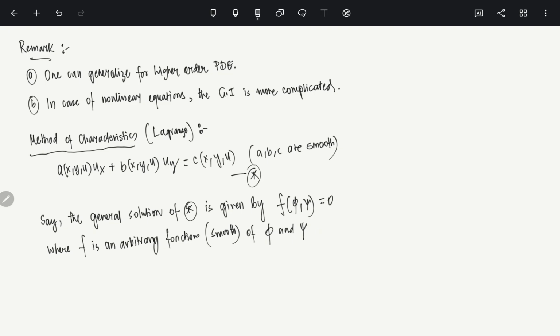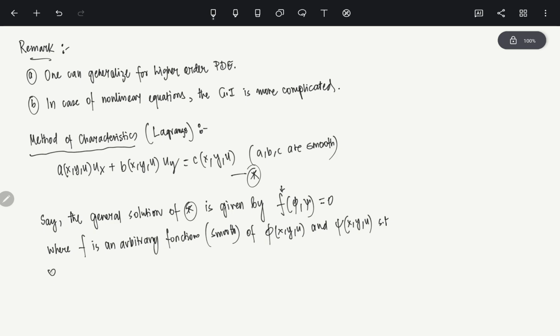Okay, maybe I can write it like this: phi of x, y, u and psi of x, y, u. I am assuming that my solution will be the zero set of some function small f. Is it okay? And this function small f is again a function of two other functions, phi and psi. What are the properties of phi and psi? They are functions from x, y, u to R, of course, such that this is very important.